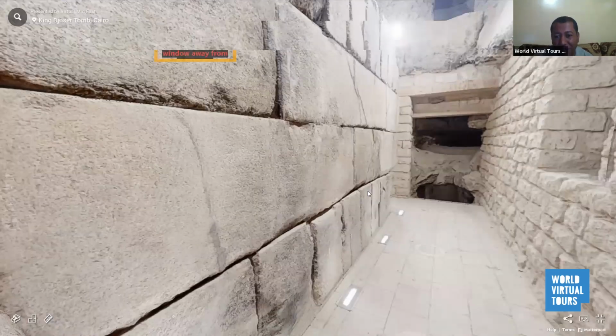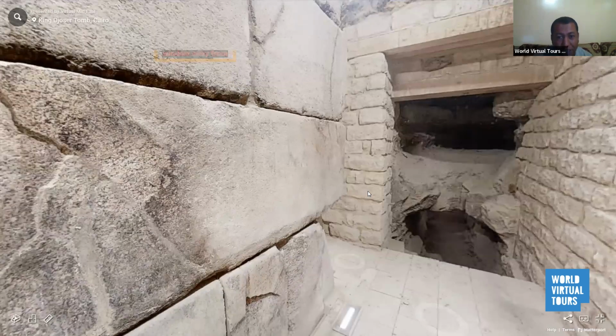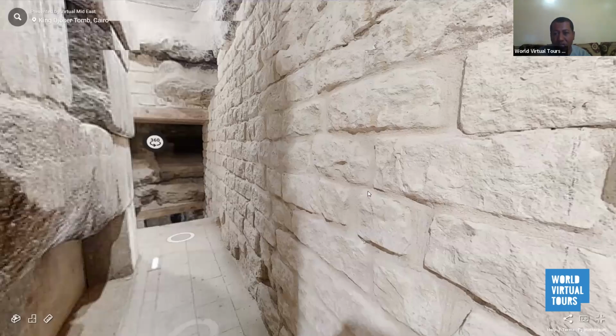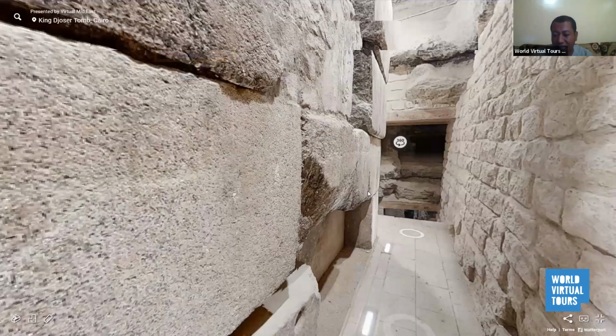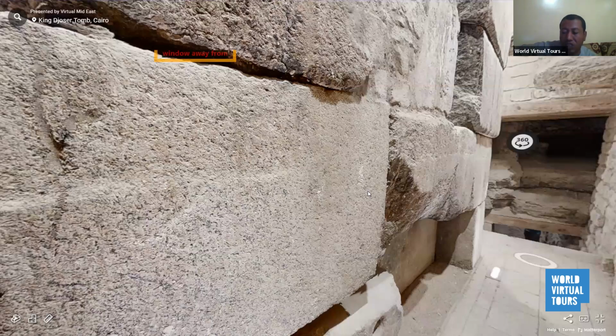Another guarantee to keep the treasury inside here intact is to make huge blocks of granite stone as a sarcophagus. And that's important for hiding them, because robbing a big tomb and a big pyramid like that would need a lot of people, and they would take a long time to try to reach the secret of this pyramid.